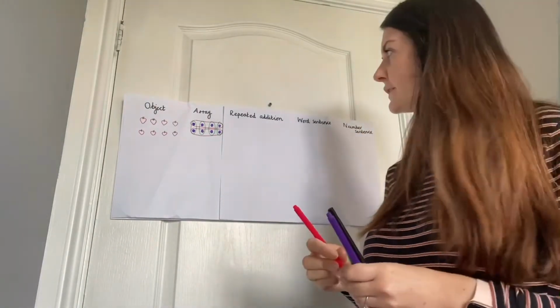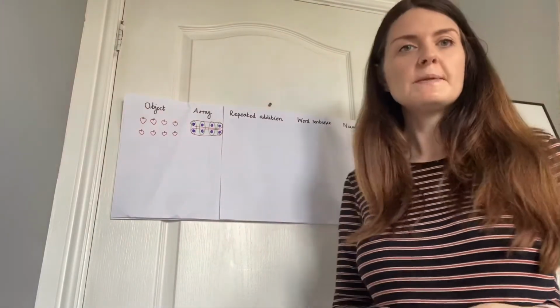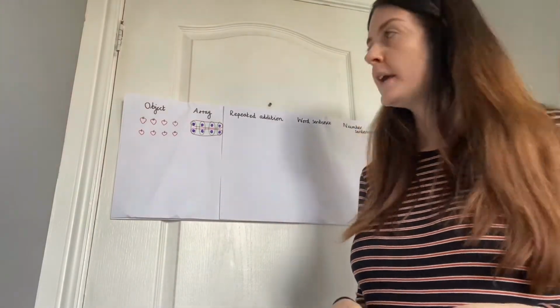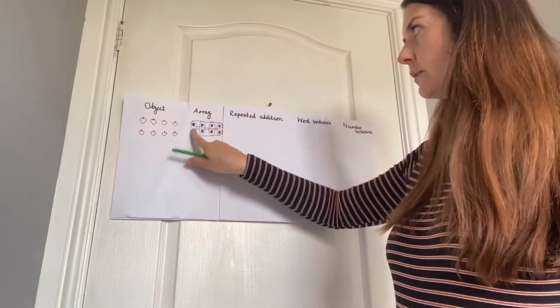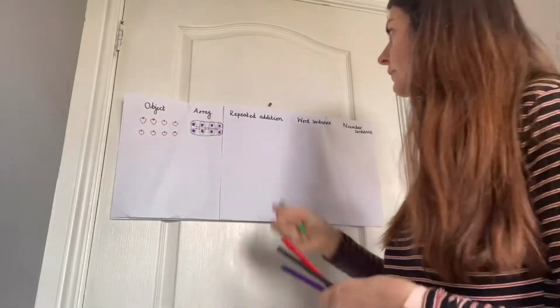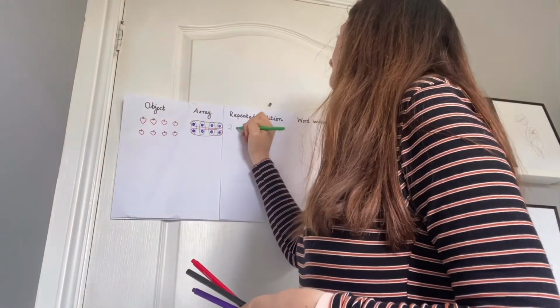So we're now going to try to write our repeated additions, and there's going to be 2 repeated additions because there's 2 ways that we can do it. We can add up our 2s, so we can do 2, add 2, add 2, add 2.